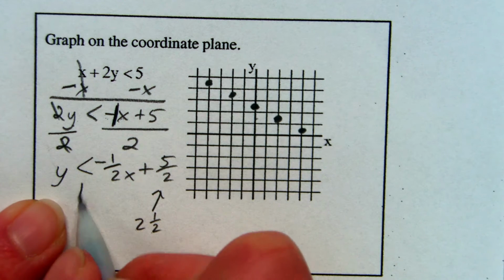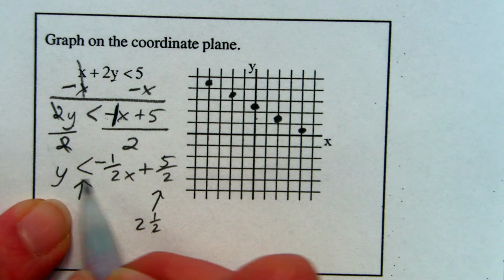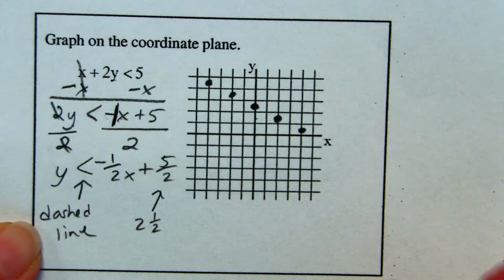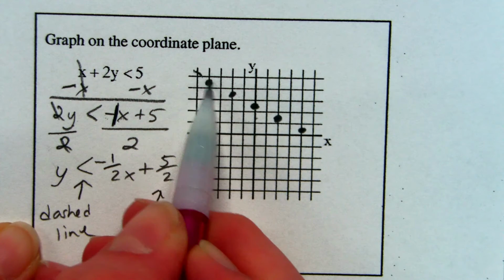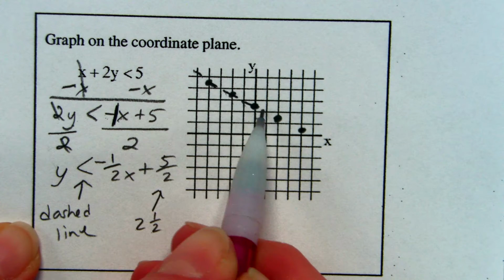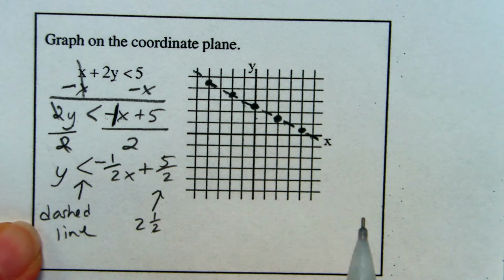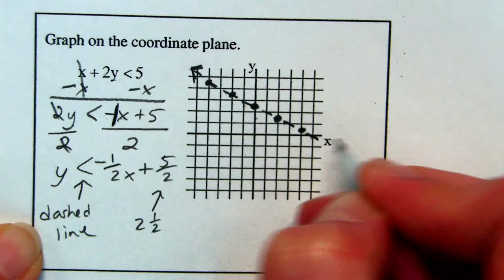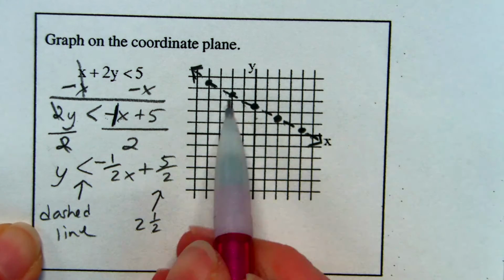Now, since I don't have that equal to bar, that means this is going to be a dashed line. So instead of completely connecting it, we're going to draw little dashes and try to make it super obvious that that is not a solid line. You can still put the arrows on the ends, the line still goes forever, but it's dashed.